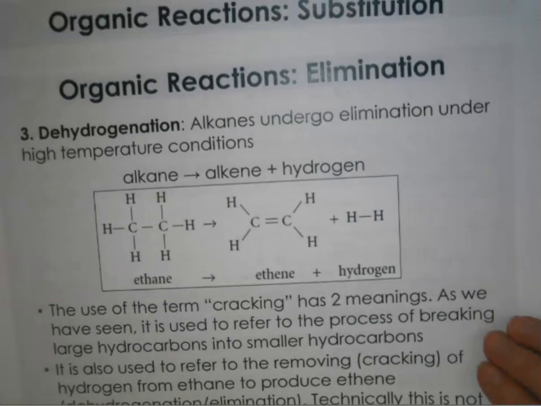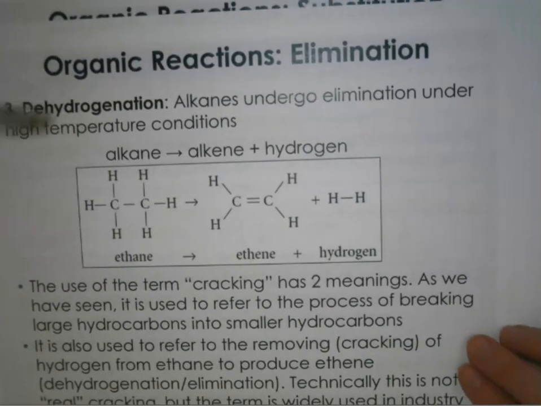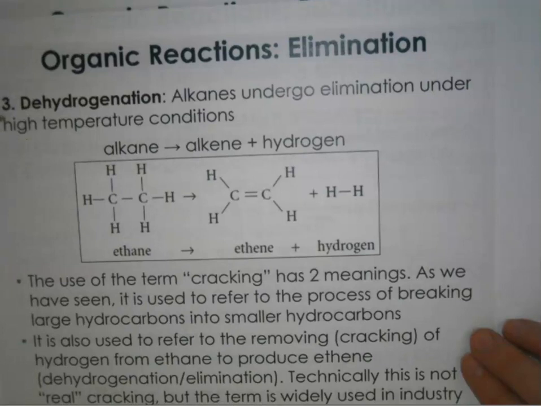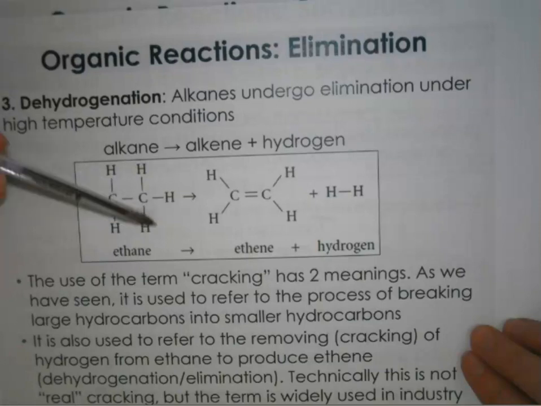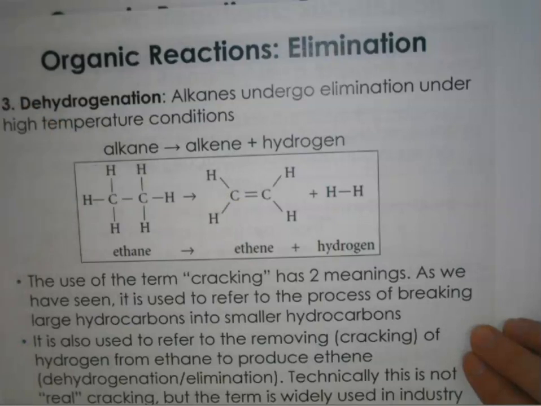The last one we'll look at here is dehydrogenation. Just like the name implies, you're taking hydrogens out. So you start with an alkane, and very high temperature conditions are required again for this, because basically you are kicking off two hydrogens to form hydrogen gas, resulting in a double bond there.